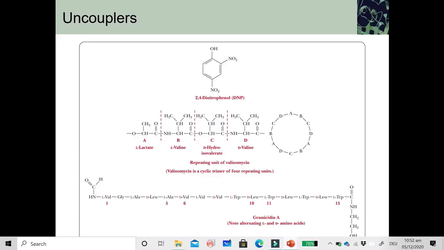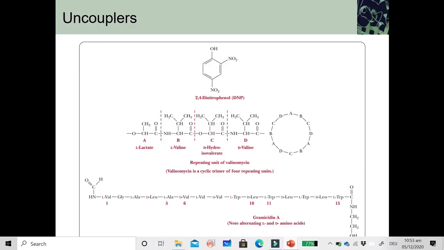As a result, no ATP is generated in the process, and therefore the operation of the electron transport chain is uncoupled from that of the ATP synthase. In that case, electron transport is uncoupled from the ATP synthesis. In the case of valinomycin and gramicidin, these are ionophores. They form pores across the intermembrane space.